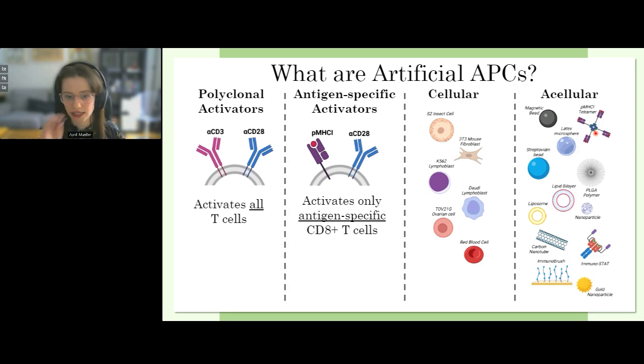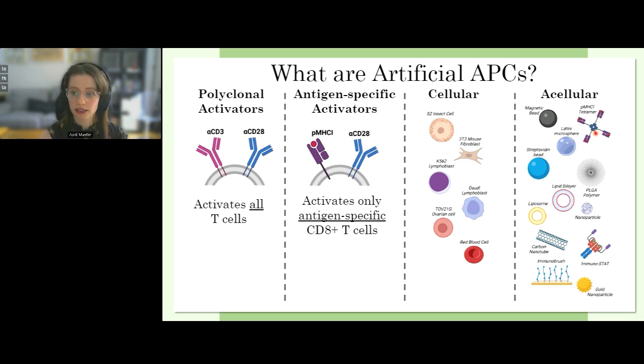So artificial APCs can come in many different flavors. First, they can be either polyclonal or antigen-specific. Polyclonal activators use general activation signals, such as CD3, that activate all T cells, both CD4 and CD8 T cells. And this is very commonly used in things like CAR T cells, where you want to generate a wide variety of T cells, so it activates everything. On the other hand, antigen-specific activators use a peptide-MHC1 complex, which will only activate T cells that recognize the target that you've loaded onto that MHC, such as a peptide.